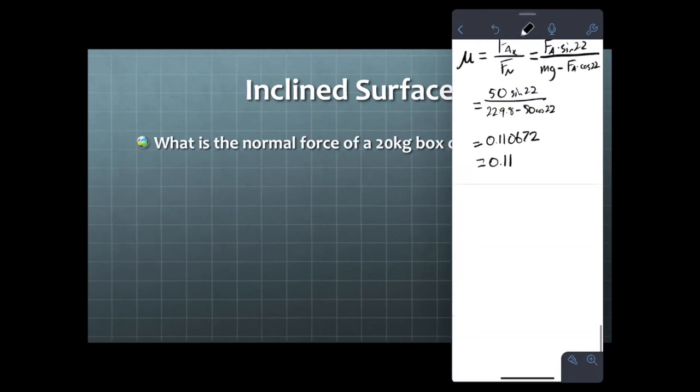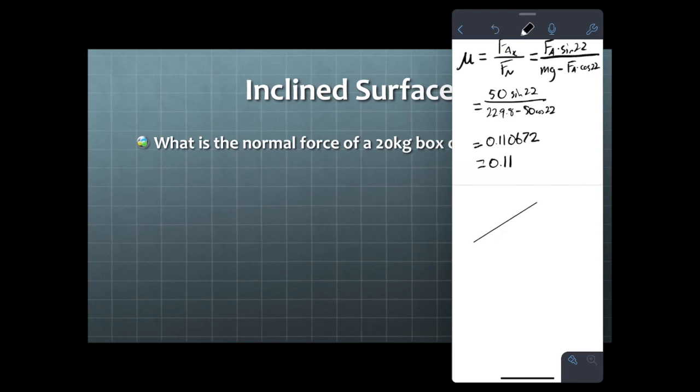Lastly, let's look at inclined surfaces. What is the normal force of a 20 kilogram box on a 25-degree ramp? The earlier questions were hopefully simple enough that you could imagine the situation in your head. However, sometimes it is easier to draw the picture. In this case, our first step will be to draw the picture.